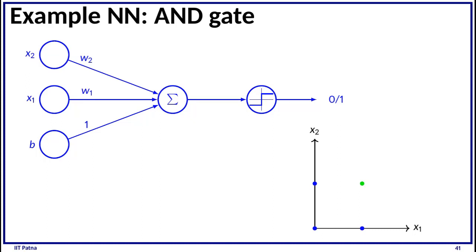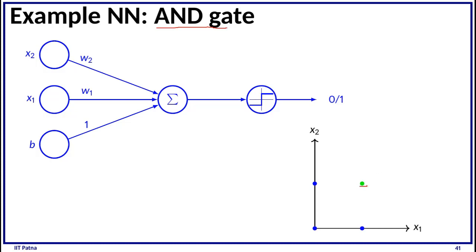Let's take a very simple scenario where we have an AND gate, and we want to develop a neural network model for this AND gate. The Boolean functionality, or the truth table, for an AND gate is well known. The value will be 0 when any one of the inputs x1, x2 is 0, and it will be 1 when both of them are 1, which has been denoted through this green dot.